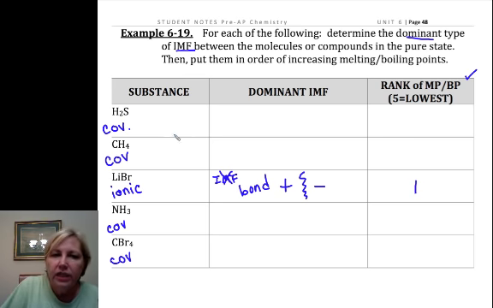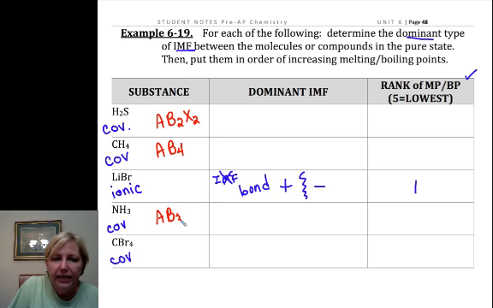Now, in order to classify these others, we have to decide if they're polar or nonpolar. If you did the Lewis dot, and I'm now assuming you can do that, this has an AB2X2 structure. This is AB4. This is AB3X. And this is AB4. So let's compare those. This one has non-bonded pairs, so this is a polar molecule.